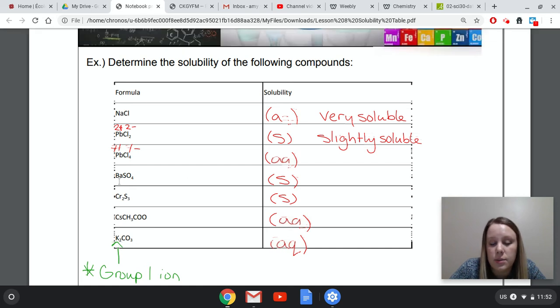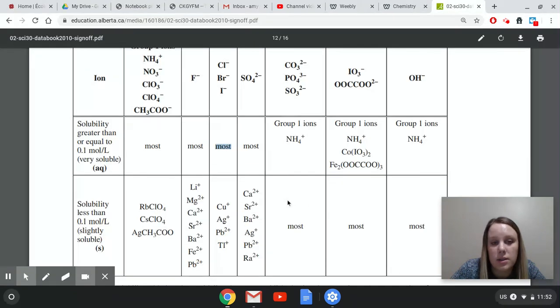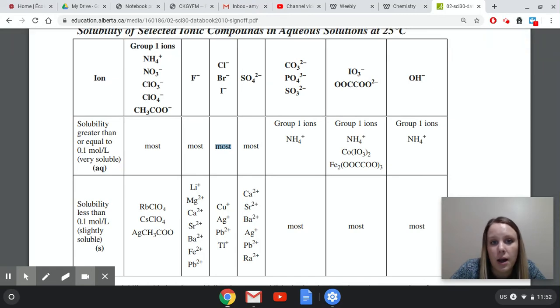Now that you've practiced polyatomic ions, you might be recognizing them a little bit easier. SO4 is something that I recognize from the polyatomic ions. Here's SO4 at the top. If you don't know your polyatomic ions, you might be looking for O4, which you would never be able to find. So you need to memorize your polyatomic ions.